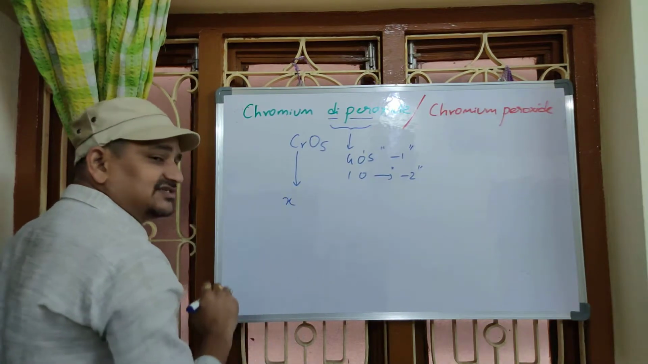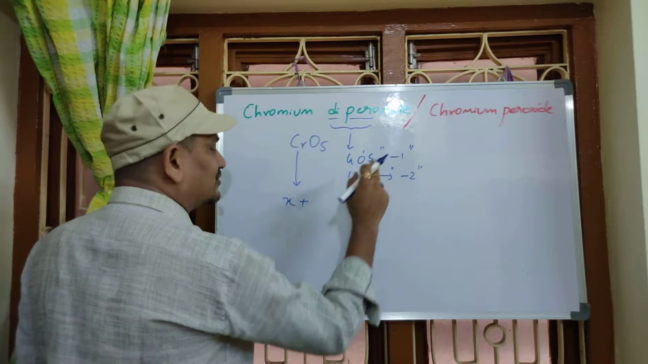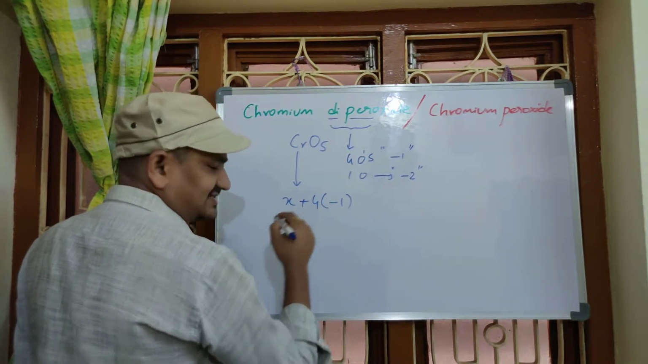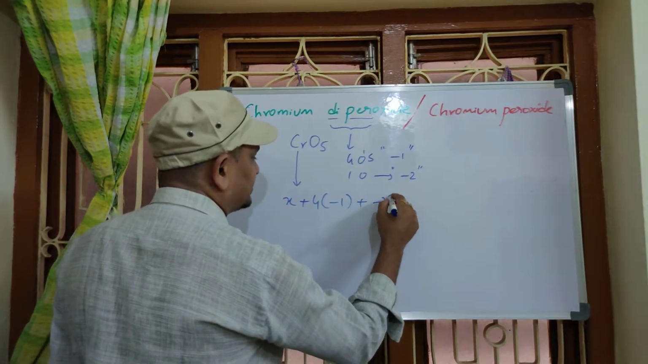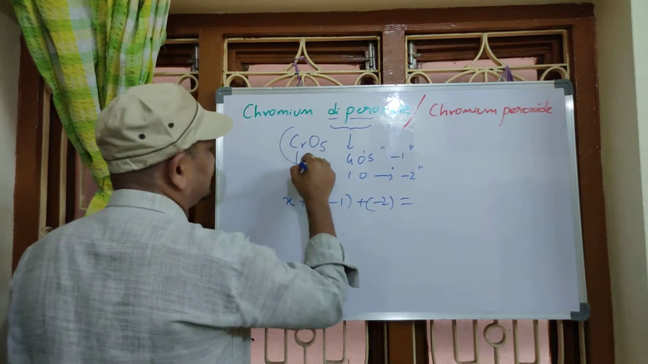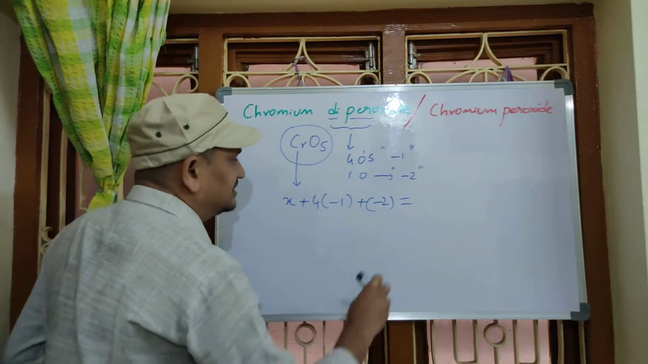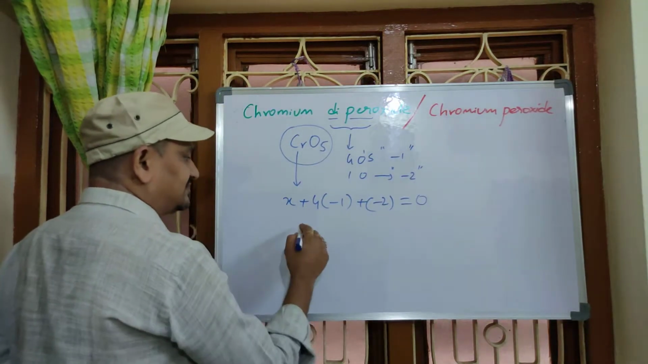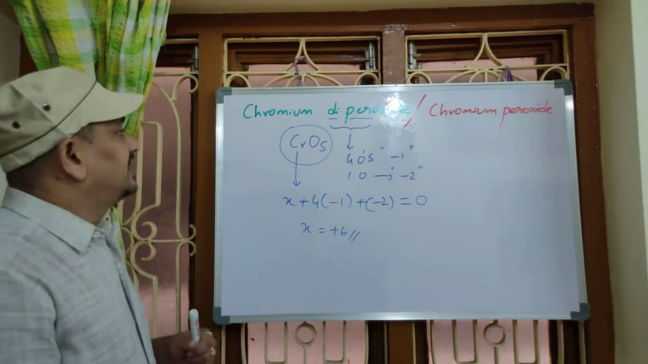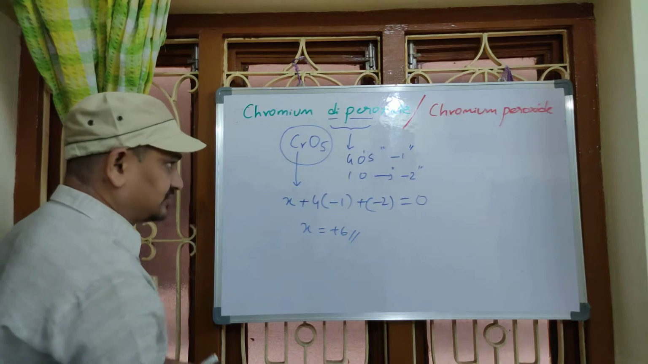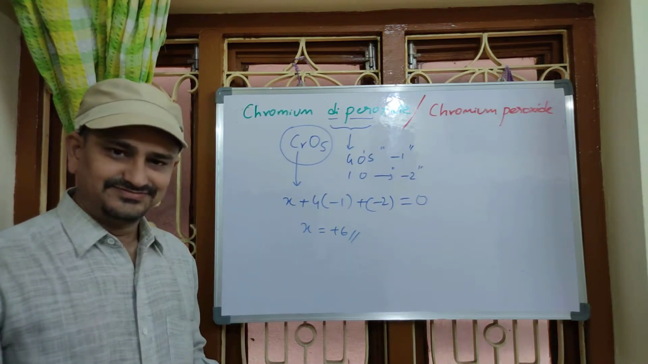X, let it be X for chromium, plus out of 5 oxygens, 4 are peroxy, 4 into -1. Understood? And the fifth oxygen is -2, equals to... is there any charge on this? No charge. So 0. On simplification, X equals +6. So in chromium diperoxide or chromium peroxide, the oxidation state of chromium is +6.